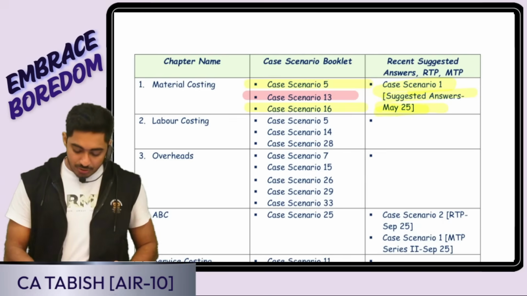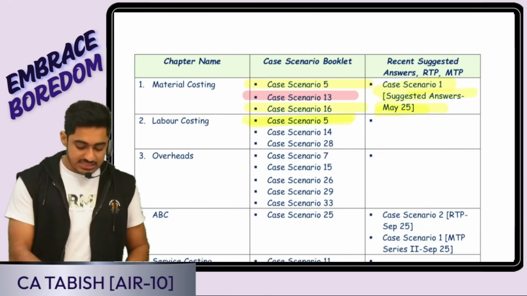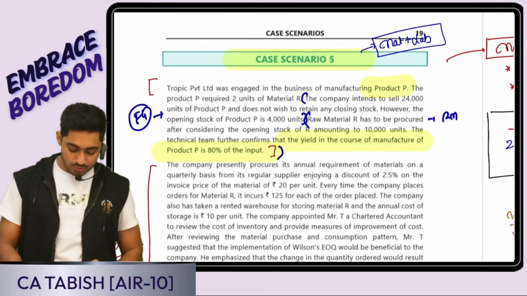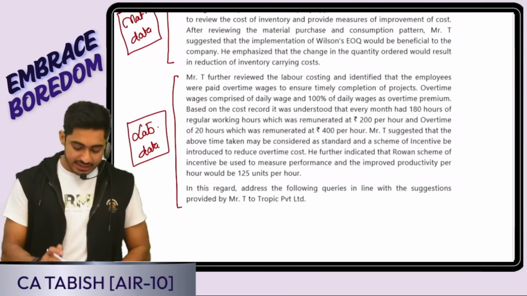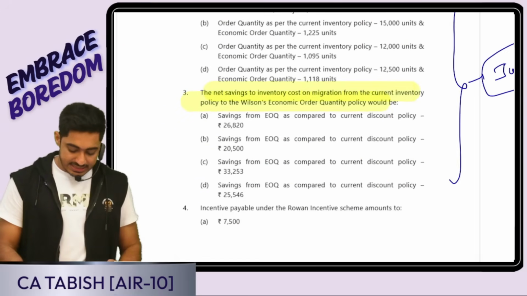So in the chapter of labor costing we are having 3 case scenario questions. First one is case scenario number 5. Case scenario number 5 partly we have already run in the material costing chapter. The balance portion, let us do it now. Now this paragraph is regarding the labor costing portion. Let us try reading the requirements and then let us come here.